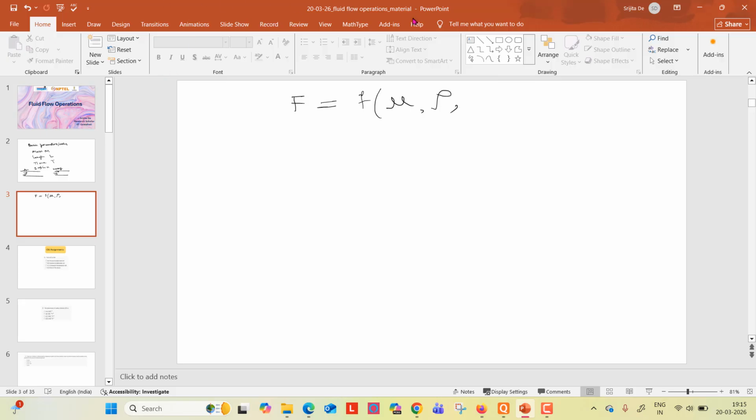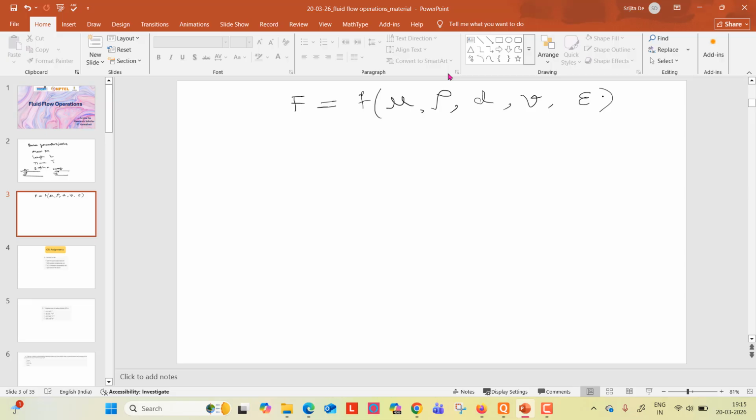Then comes the diameter of the pipe, D. If the diameter of the pipe changes, the flow resistance will change. If the velocity of the fluid flow changes, the frictional force will change. Then comes the roughness factor. If one pipe is smooth and another pipe is very rough, then obviously the frictional resistance will change.